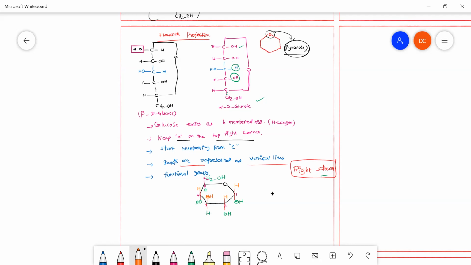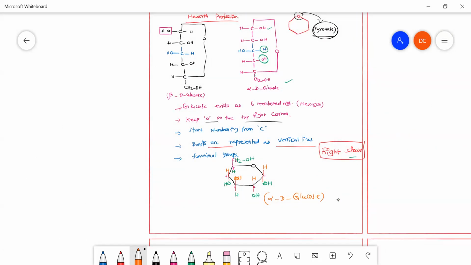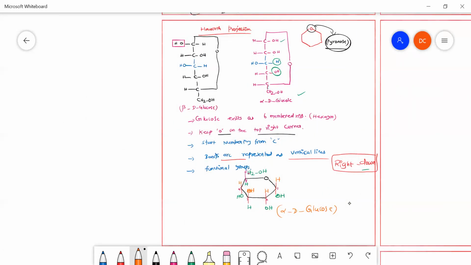So what is the structure of this one? This is called alpha D glucose. This is the structure of alpha D glucose by Haworth projection. And can you now convert it into beta D glucose? Yes, sir. Only the OH position on the first carbon will change. I'll draw, then you can tell.